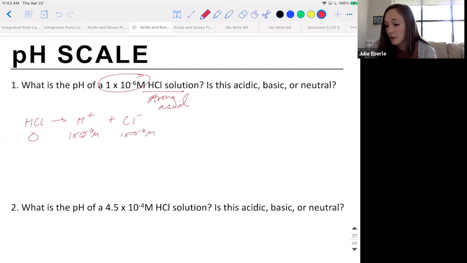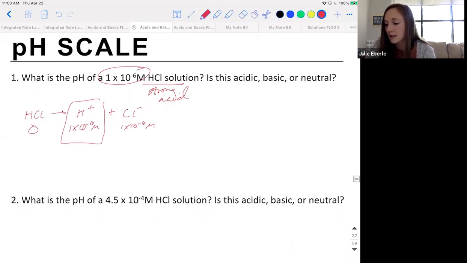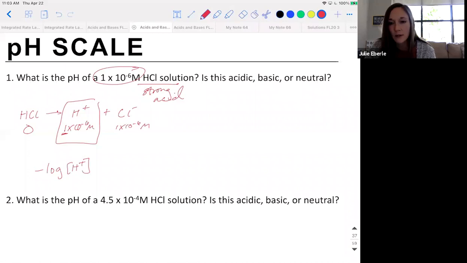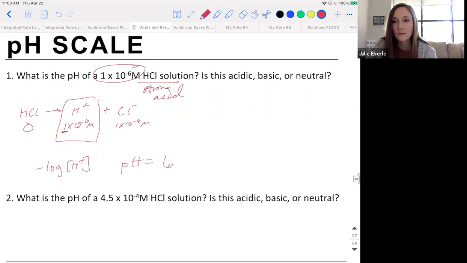Okay, so we actually do know the concentration of H plus, but this is only for strong acids. We can't do this for weak acids because weak acids only partially dissociate. So we'll still have some of the concentration of the weak acid, but for strong acids, they completely dissociate. So how would we get the pH? Well, negative log of the concentration of H plus. And we know when our base number is 1, we can just look at the exponent. So what is our pH here? Yeah, just 6, okay?